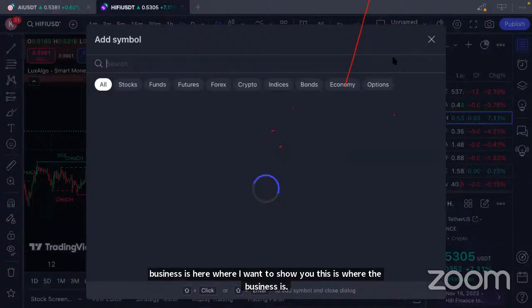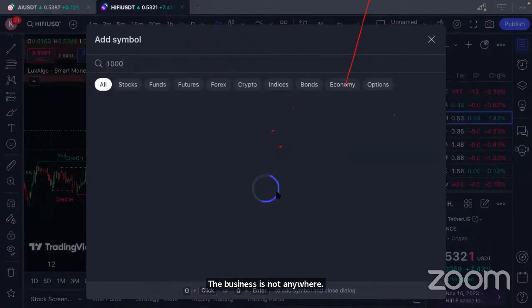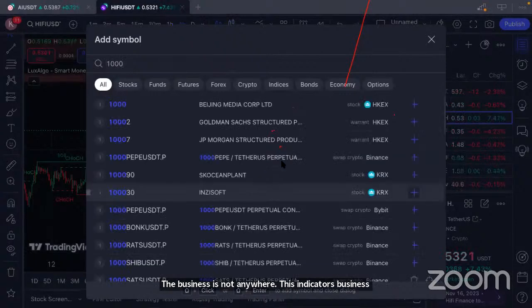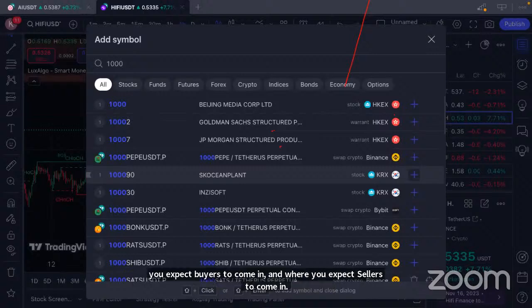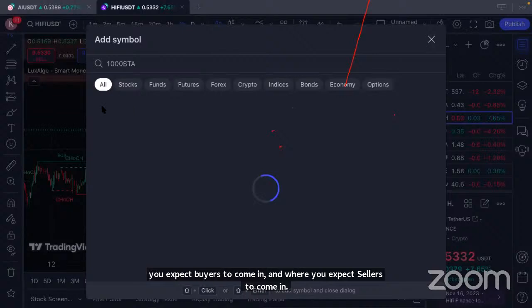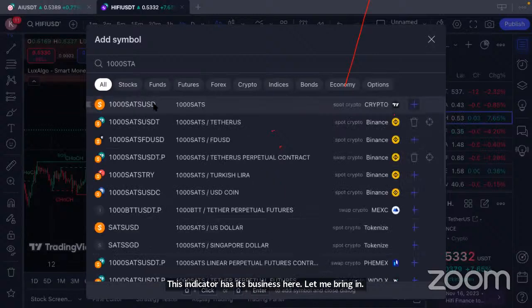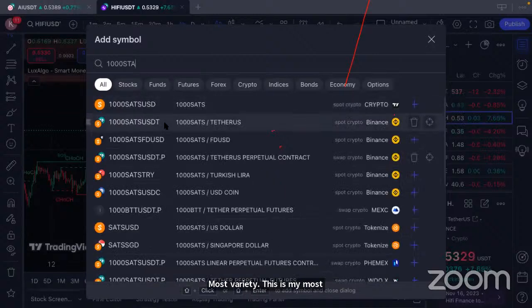This indicator's business to me is only where you expect buyers to come in and where you expect sellers to come in. This indicator has its business here. Let me bring in my most favorite coin. This is my most favorite. Everybody has their own favorite. This is my most favorite coin.